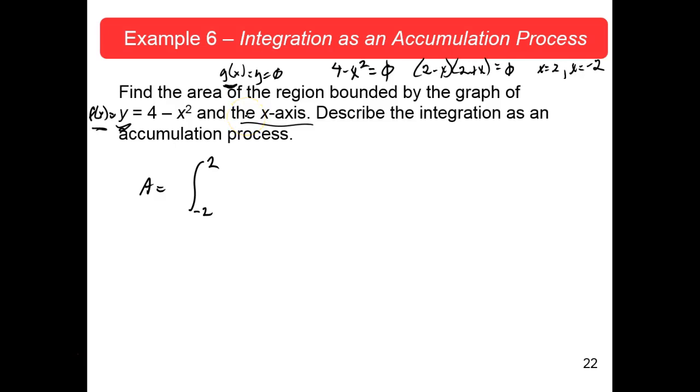G of x, and I can do that subtraction. That would be 4 minus x squared minus 0, done. And then dx. Now I know that's what they want me to use, because they said find the area and then describe that integration as an accumulation process. But I'm a little lazier than that, because what can you notice about this function?